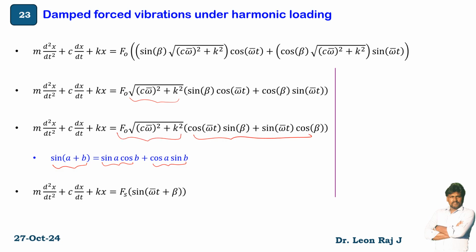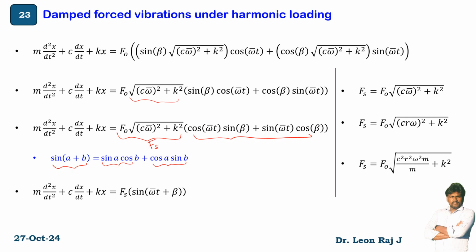So this term is nothing but fs. So fs equal to f0 into square root of (c omega bar) square plus k square. So fs equal to f0 into square root of c square r square omega square divided by m plus k square.